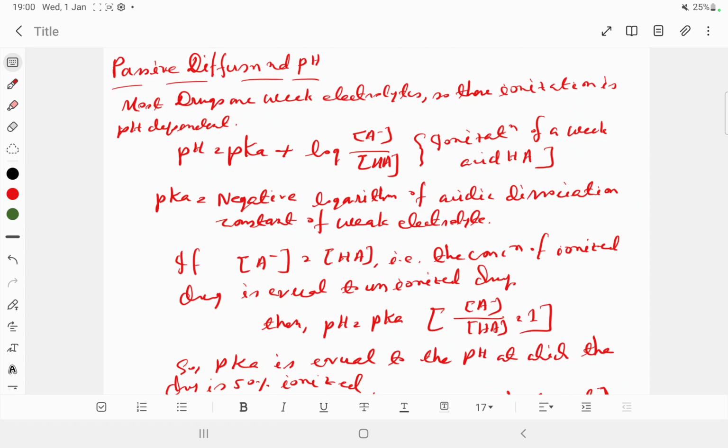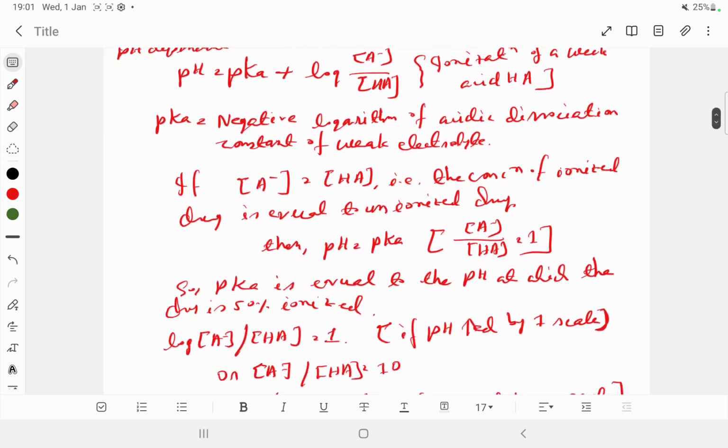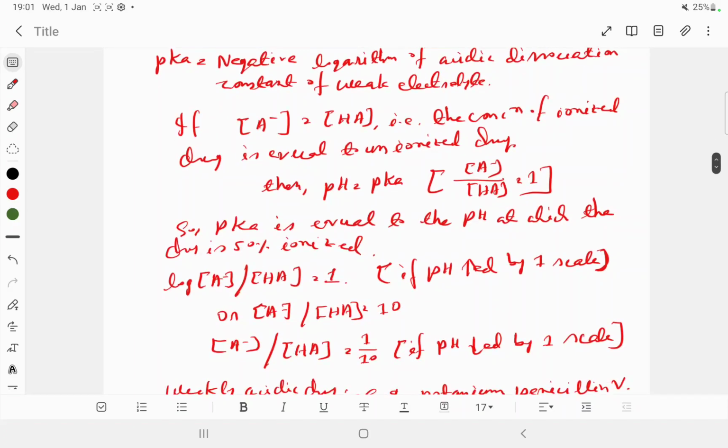to HA, that is, the concentration of the ionized drug is equal to the unionized drug, then in this case you can write pH equals pK. Here A minus divided by HA equals 1. So pK is equal to the pH at which the drug is 50% ionized.